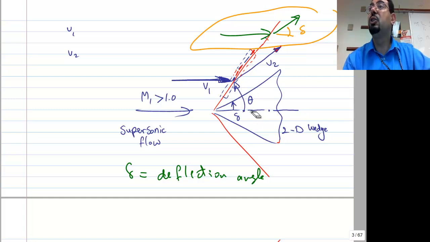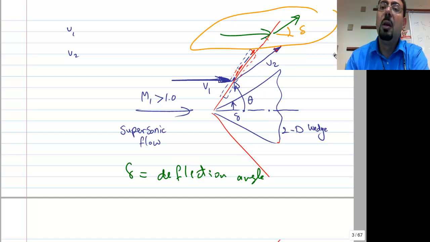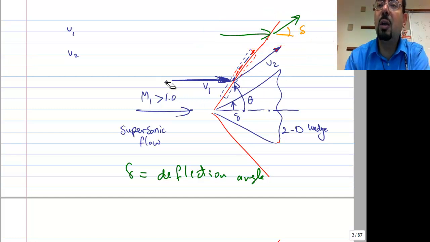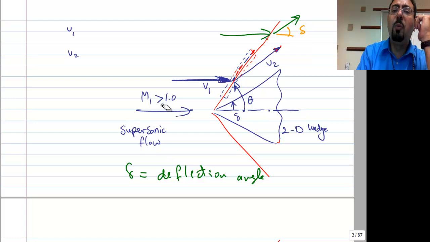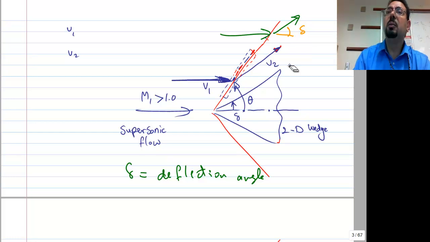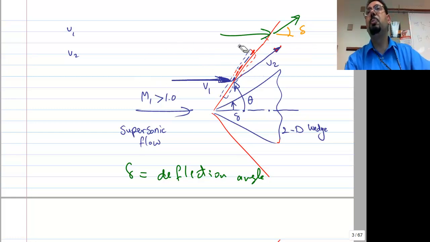Theta, which is different from delta, is the shock wave angle, okay? We need to realize that they are different, right? So now the flow before the shock is horizontal, and the flow after the shock is moving with delta. We know M1, and we'd like to get M2 and P2. What's P2? That's the pressure after the shock. So before there is one pressure, after is another pressure.